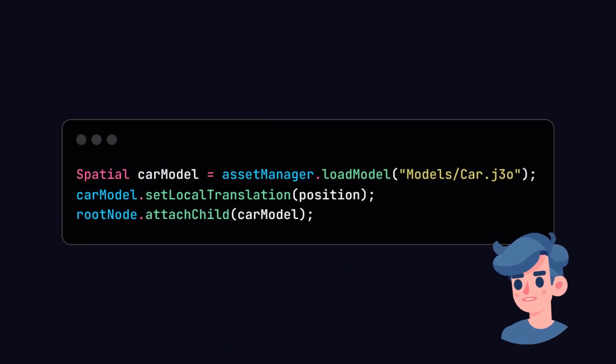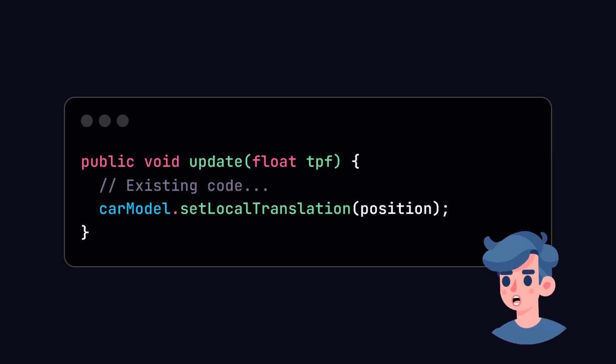Now let's visualize our car's motion. To make this more interesting, we can create a simple 3D model of our car. In JMonkey Engine, we might use a pre-made model or create our own using Blender and import it. After loading our car model, we set its position to match our physics calculations. We also need to update its position in every frame to reflect any movements made by our physics calculations.